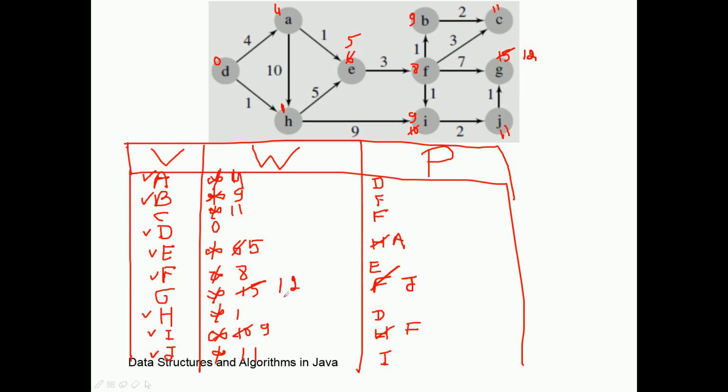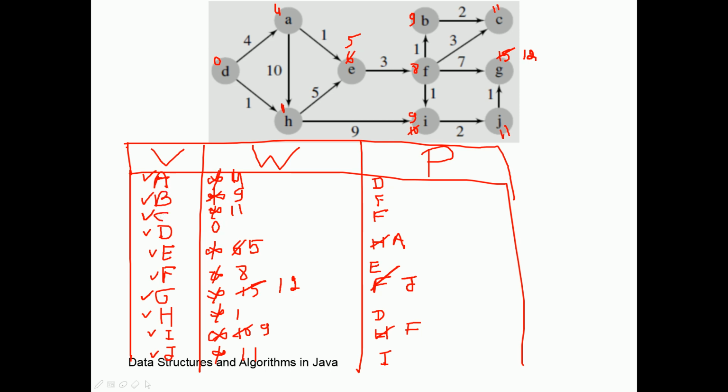Now what is remaining? C. And from C, there's nowhere to go, so done with C. Same with the J, nowhere to go, done with J. And that's how I can find the shortest path to whatever I want to be.